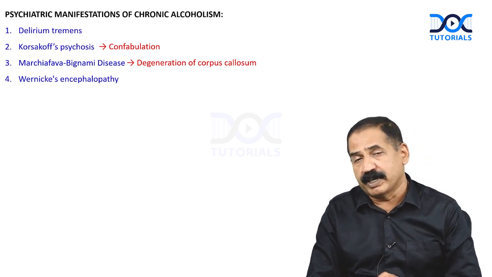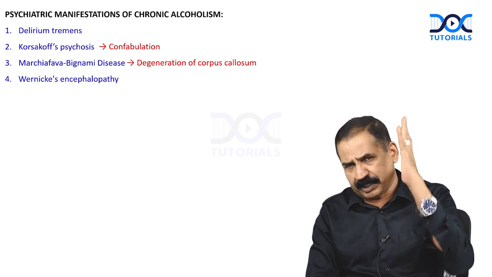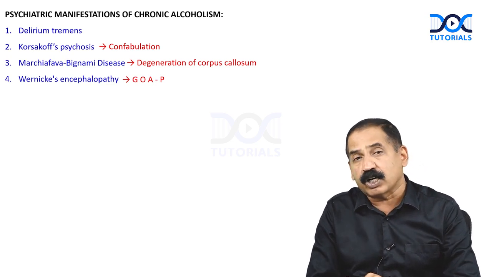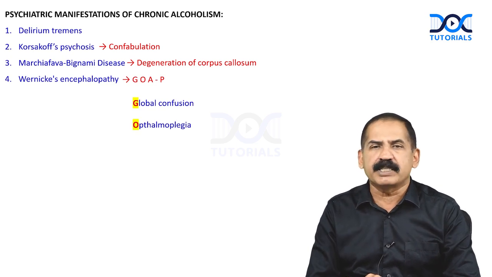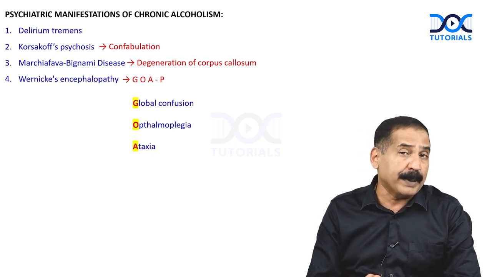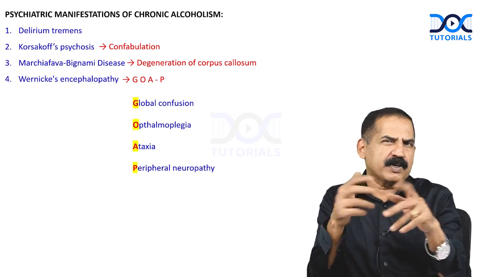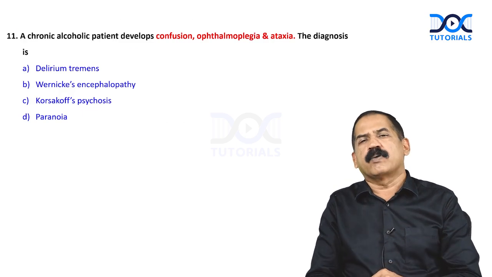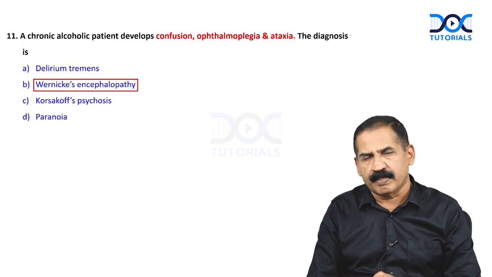Wernicke's encephalopathy has a popular mnemonic from 30 to 40 years: GOAP. G for global confusion, O for ophthalmoplegia, A for ataxia, and P for peripheral neuropathy. Of course, Wernicke's encephalopathy also eventually ends in Korsakoff psychosis. Now, you already got the answer: Wernicke's encephalopathy.